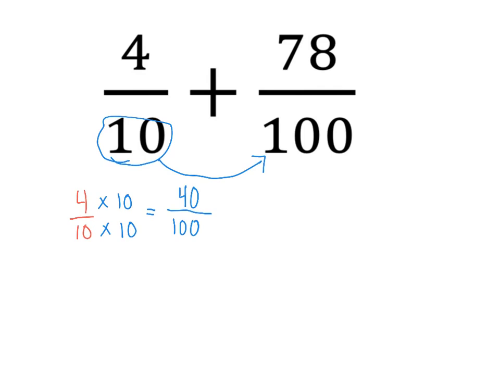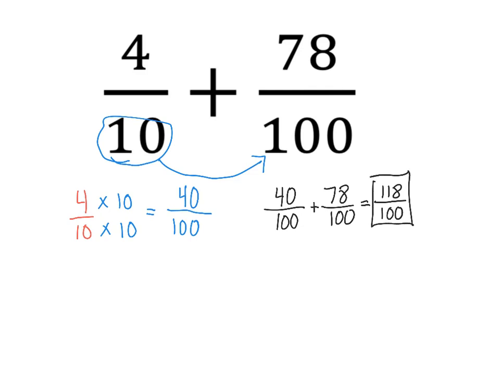So now we've got 40 hundredths plus 78 hundredths. So then we get 118 hundredths. All right, by looking at this, you know it's an improper fraction. We cannot leave it like that. So what we must do is pull those wholes out. And how many wholes do we see in 118 over 100? Well, I only see one whole plus 18 hundredths that's left over.